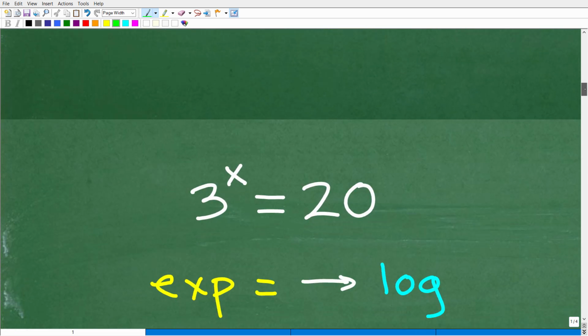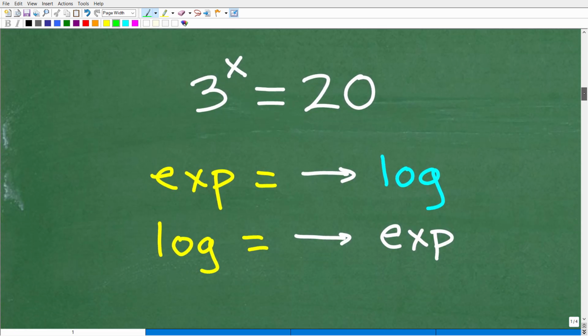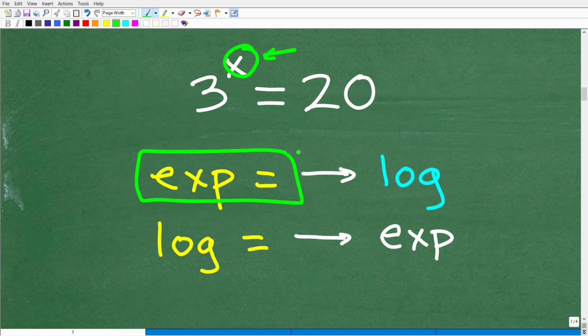Okay, so again, we're dealing with an exponential equation. Now, an exponential equation, remember, is where you're trying to solve for the variable, and the variable is in the exponent location of a power. Now, what you need to know is that when you have an exponential equation, you're going to be using logarithms.